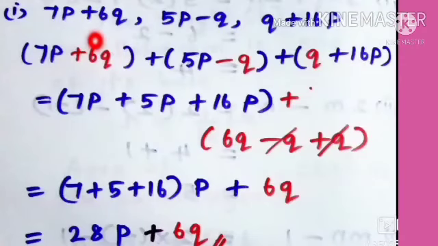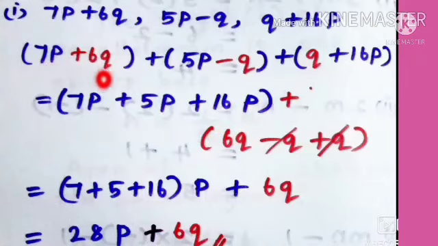Now, we are going to add all these three expressions: 7p plus 6q, 5p minus q and q plus 16p. So, as a first step, what will we do? Yes, we are going to arrange the like terms in an algebraic expression.